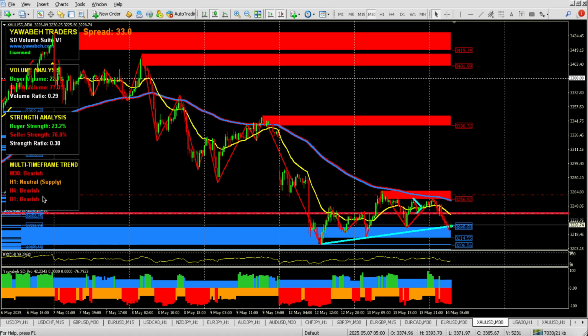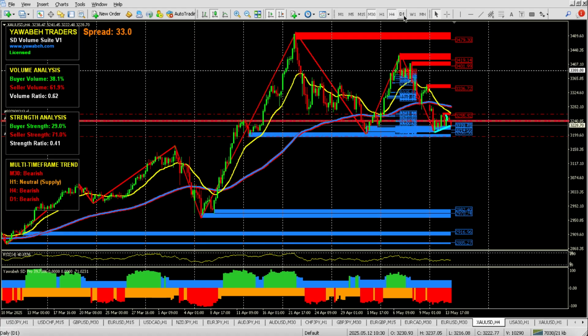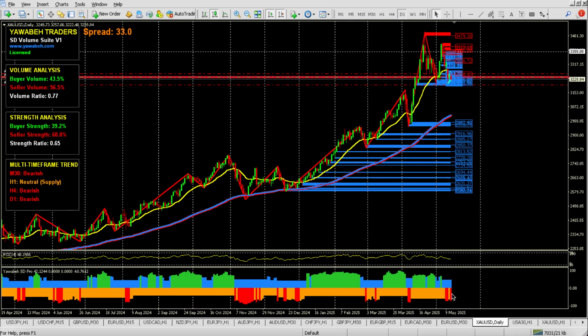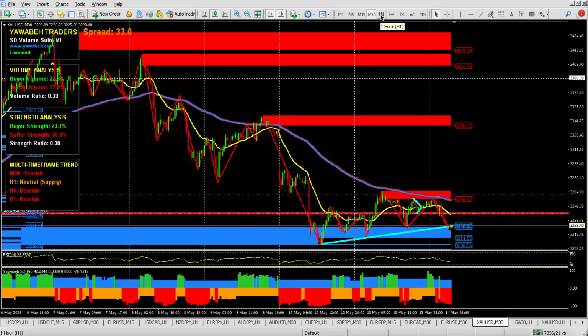If you see on the daily time frame, there is still a strong demand that just started at this point. The strength is 60% on the panel, and you can see the buyer volume is 56%. So still it is not bad. The main trend is shifting from long to short, and that's the reason we still prefer to enter a short position on gold.